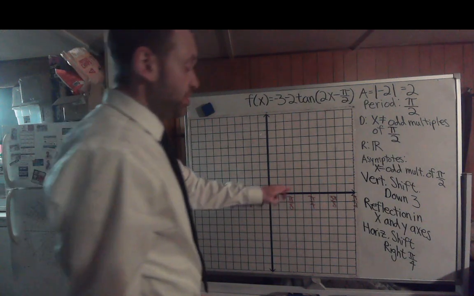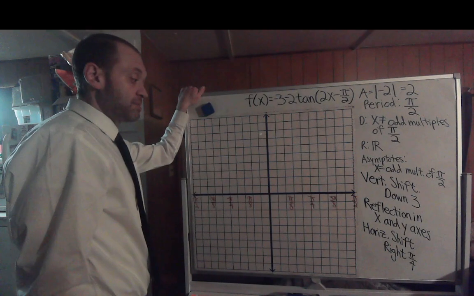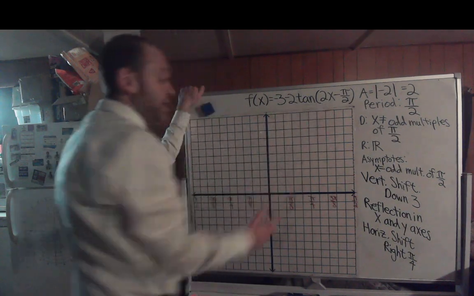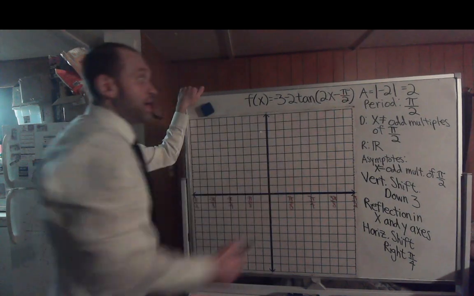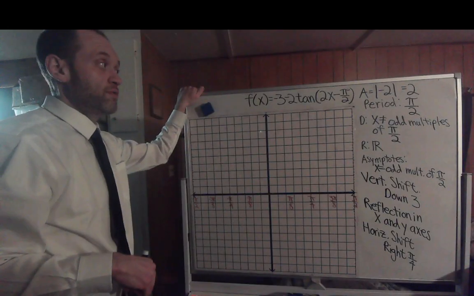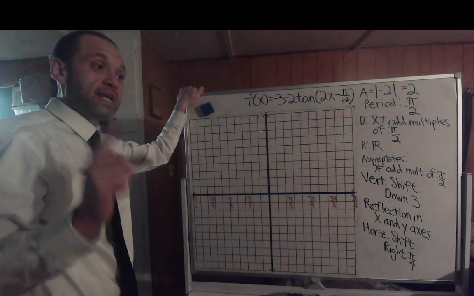Okay, so let's take pi over 8 for x. What does that give you? That ends up giving you, of course, 2 times pi over 8, which is pi over 4, minus pi over 2, which actually gives you negative pi over 4. What's normally the tangent of negative pi over 4? That's normally negative 1, right?